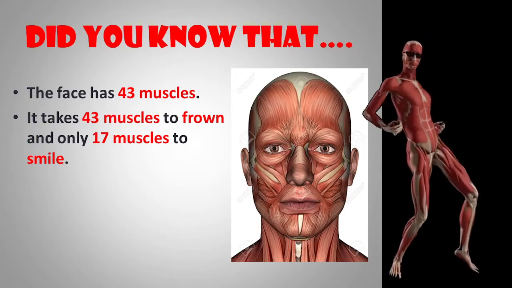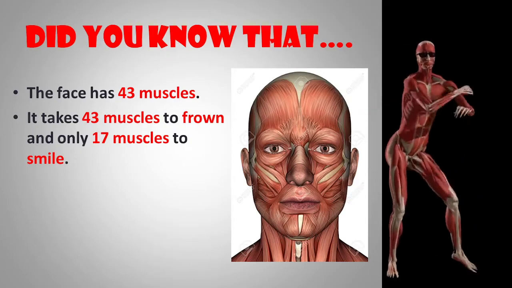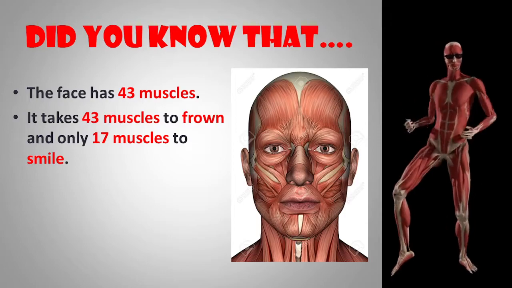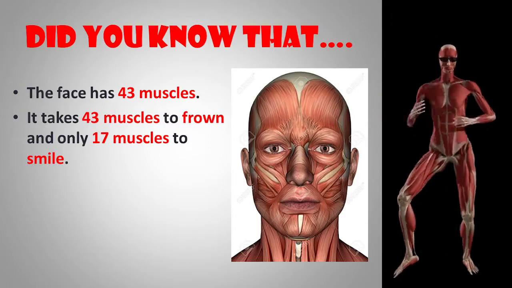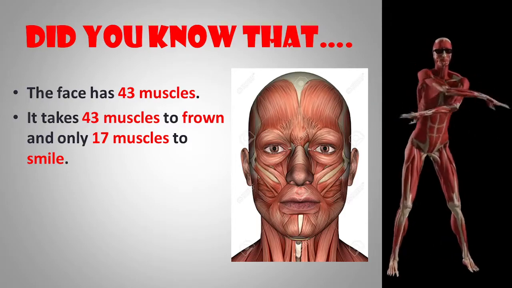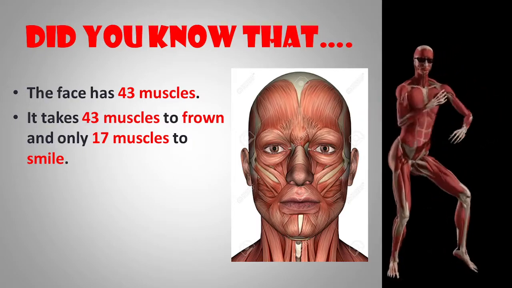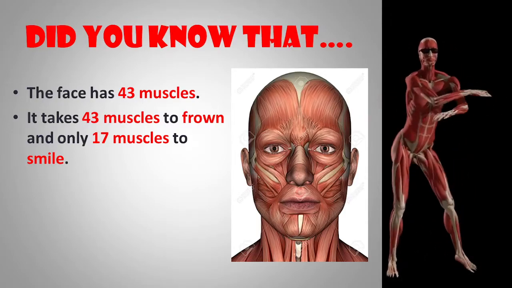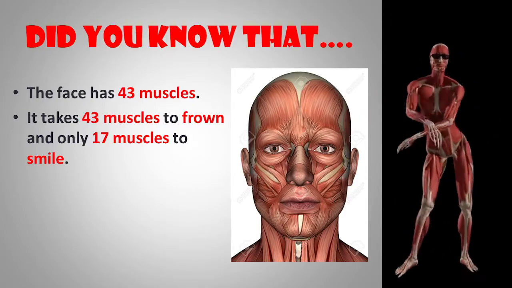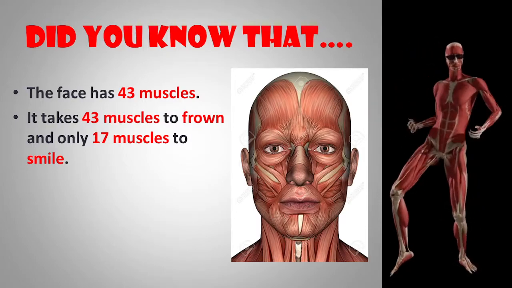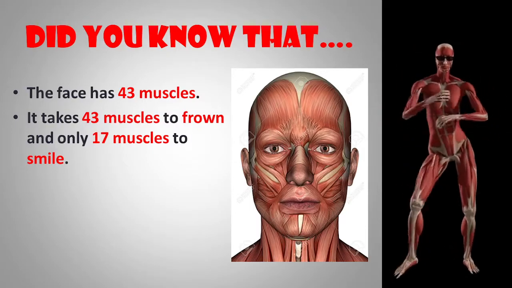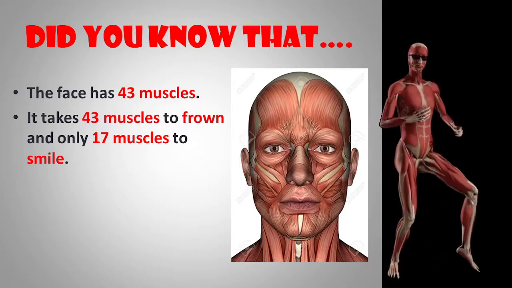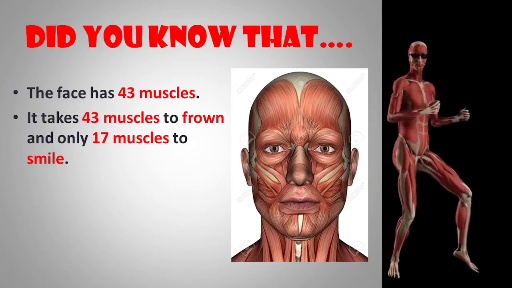One of those expressions is frowning and smiling. When we frown, we use all 43 muscles in our face, and only 17 muscles to smile. So it is very important to smile and not to frown often. Why? Because when you frown, you are using a lot of muscles in your face, and it will cause you to age faster. So just keep on smiling.